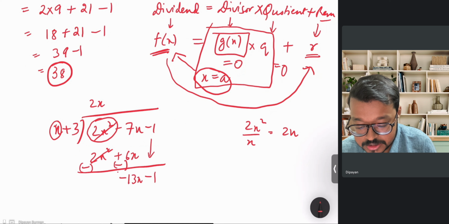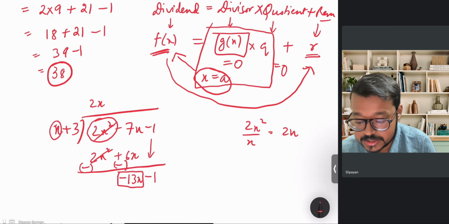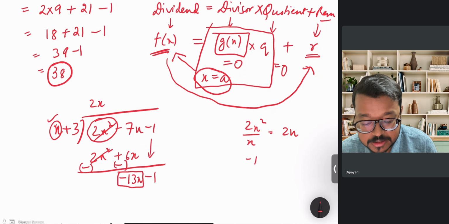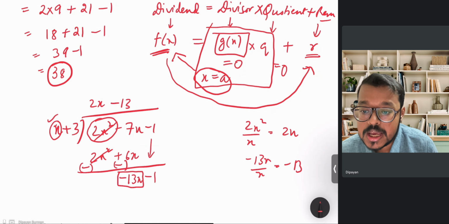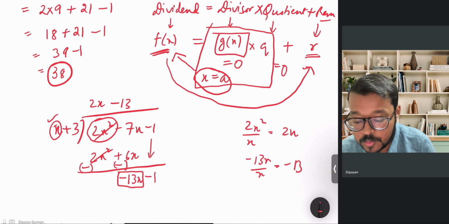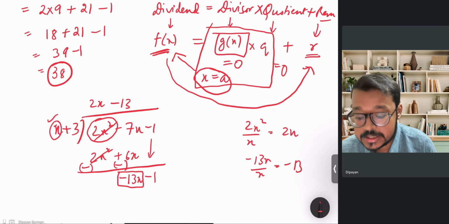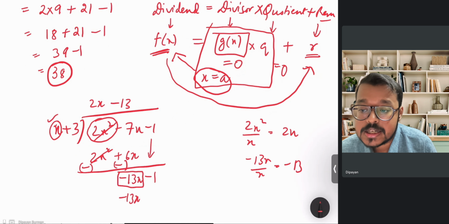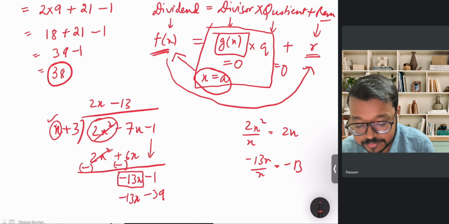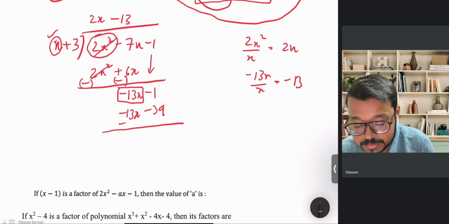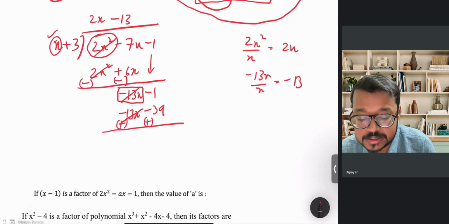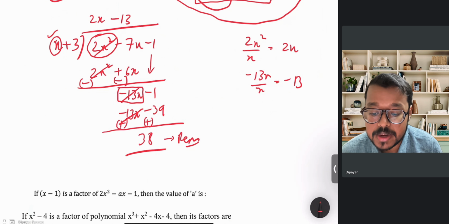And then again, the first term over here is minus 13x, and the first term of the divisor is x. So minus 13x by x is minus 13. So minus 13 is the second term in my quotient. And I will multiply minus 13 with the entire divisor. So minus 13 into x is minus 13x, and minus 13 into 3 is minus 39. When I subtract, minus 13x becomes plus 13x and minus 39 becomes plus 39. Minus 13x is cancelled, then 39 minus 1 is 38. So this is my remainder, and that's the same remainder I got by applying the remainder theorem.